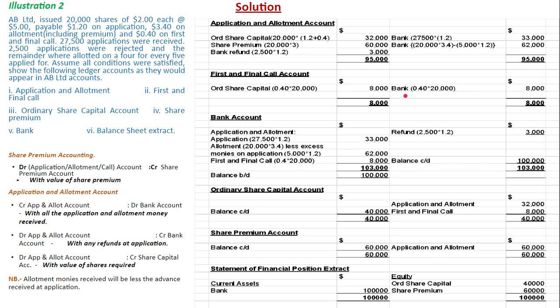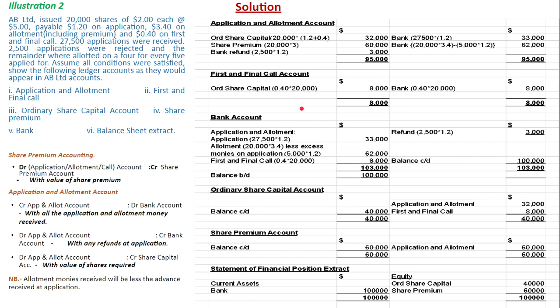Credit side, narration bank, this being the monies received on first and final call. 40 cents multiplied by 20,000 will give us 8,000. Double entry, we debit bank account, first and final call. 40 cents times 20,000 will give us 8,000.